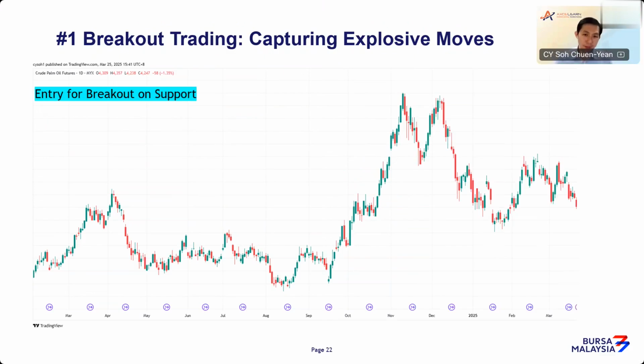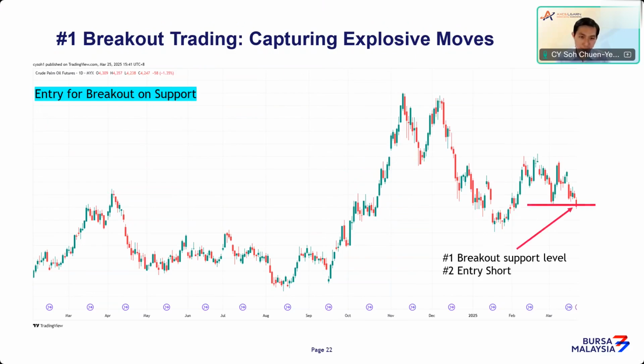Now, another example: how about entry for a breakout on a support level? Same chart as well. This is actually our recent chart for the FCPO market. So again, you identify your key levels, your support level. Secondly, when the price breaks your support level, what you need to do is enter a short position, and next, again, you need to set your stop loss level using the recent resistance level.